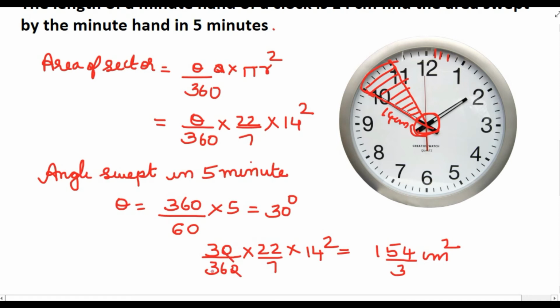We can cancel this, so this is 12. Again we can cancel 11, 6 and 14. 14 you cancel, you will have 2. So 2 into 11 into 14 divided by 6. That again you can cancel, so it is 3. 11 into 14 divided by 3 is 154 by 3 centimeter square.